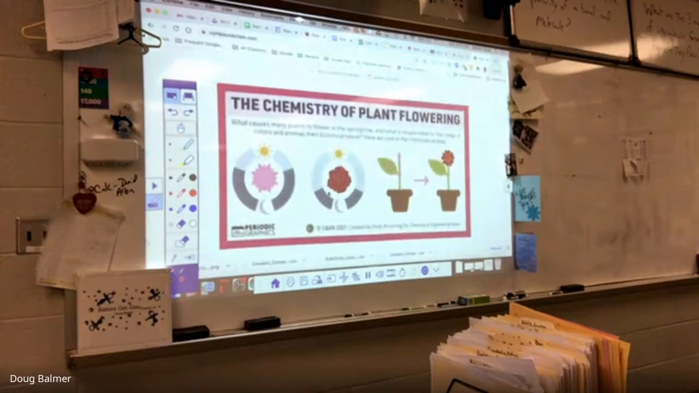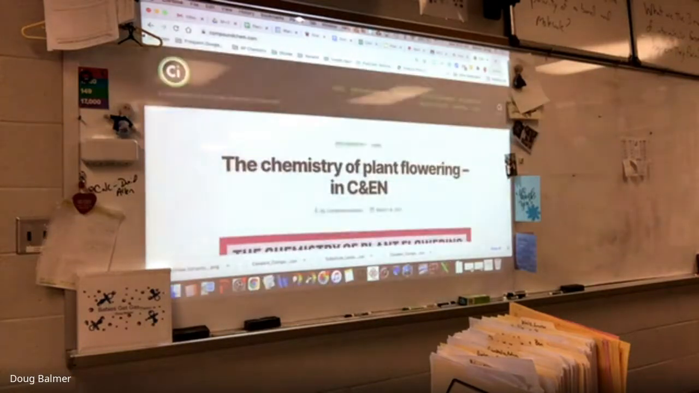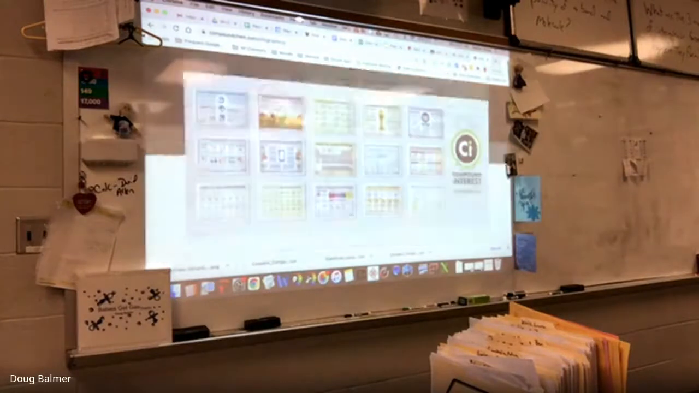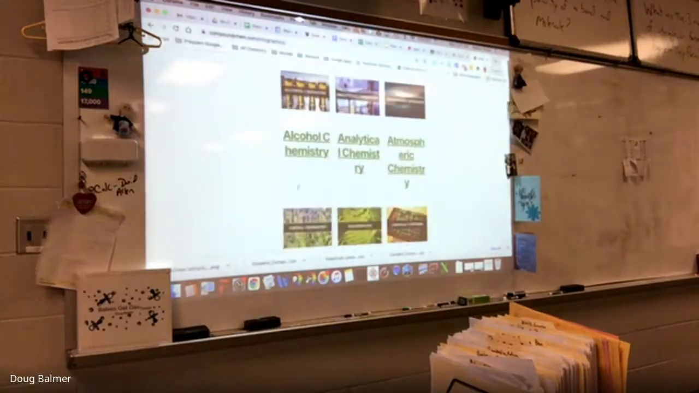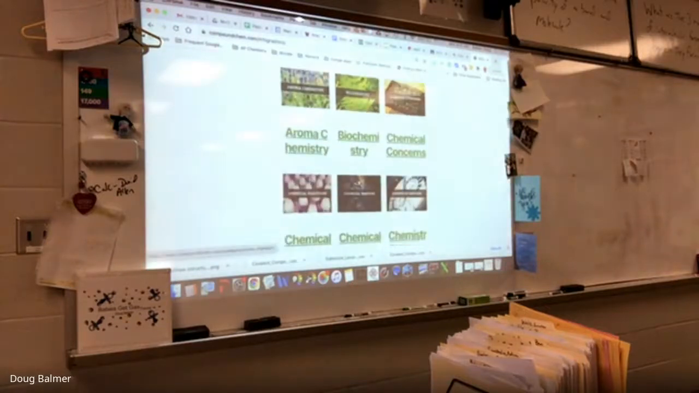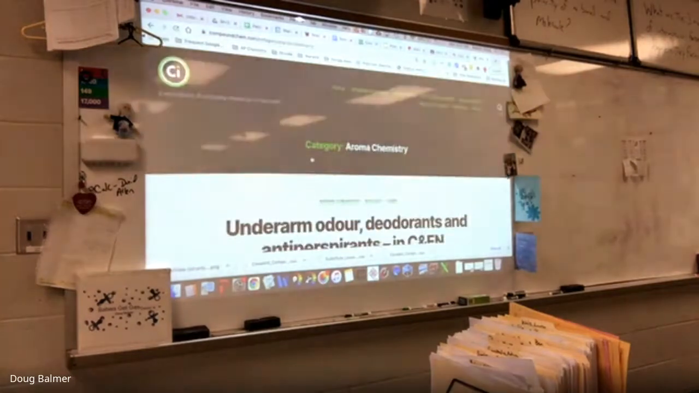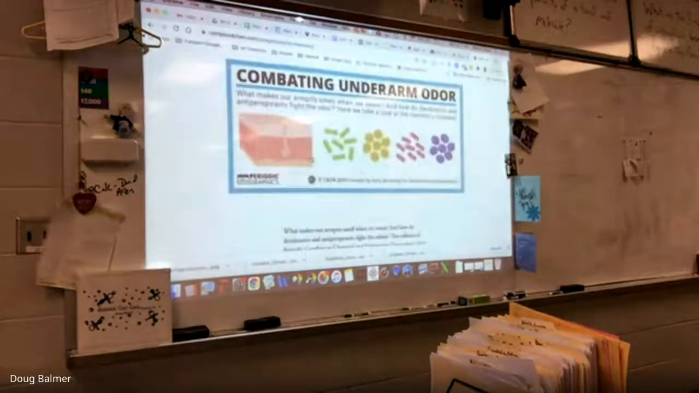So here's a chemistry of plant flowering. What you really want to do is go up to this section that says infographic index, and you can pick whatever topic you want. I would steer clear of this alcohol chemistry. That's more for adults and maybe senior college chemistry students. But I think some of the coolest chemistry is the ones that smell, like those esters I was talking about. So you can pick any topic you want.